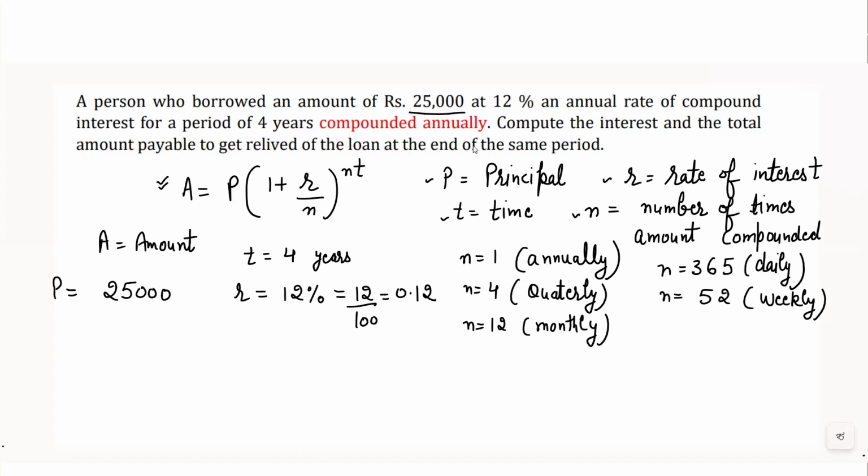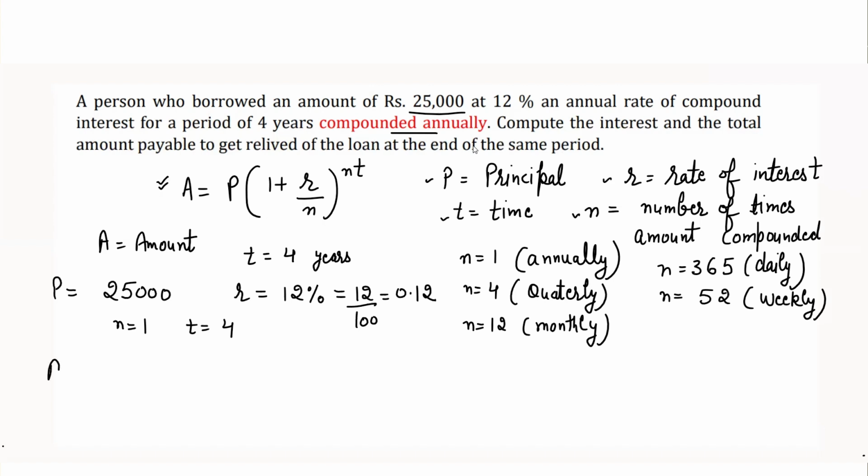For a period of 4 years compounded annually. Whenever you have to calculate compound interest, the term compound will be in the question. That will help you figure out whether you have to calculate the compound interest or a simple interest. So compounded annually means N is equal to 1, T is equal to 4, which is already given.